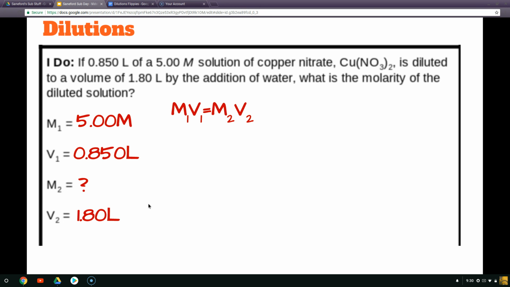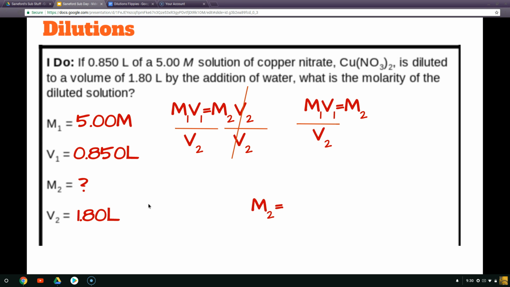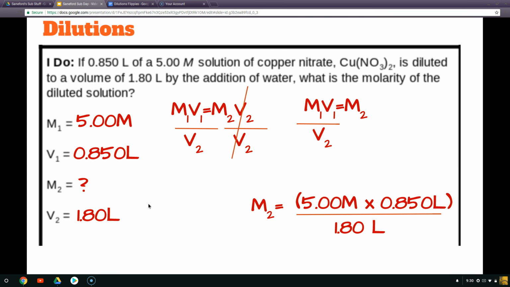So we're going to use our formula M1V1 equals M2V2. We're trying to get M2 by itself. So let's divide both sides by V2, cross it off on the right side, and get a new formula. So our new molarity equals M1V1 over V2. Let's plug in our values that we just listed on the left. So M1 was 5 molar, V1 was 0.85 liters. We're going to divide that by the new volume, or the final volume, or the total volume, 1.80 liters.